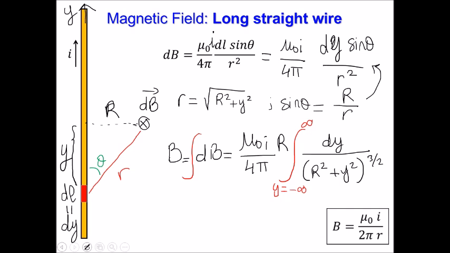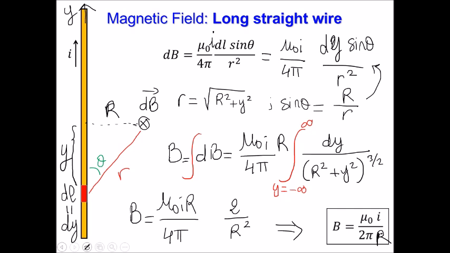So you use calculus to calculate that, and by using calculus you find out that B is equal to mu 0 I R over 4 pi, just copy that, and this term will be equal to 2 over R squared. You cancel things out and you get mu 0 I over 2 pi capital R.